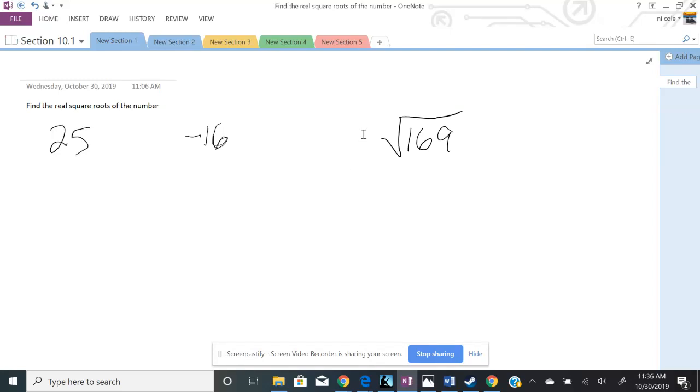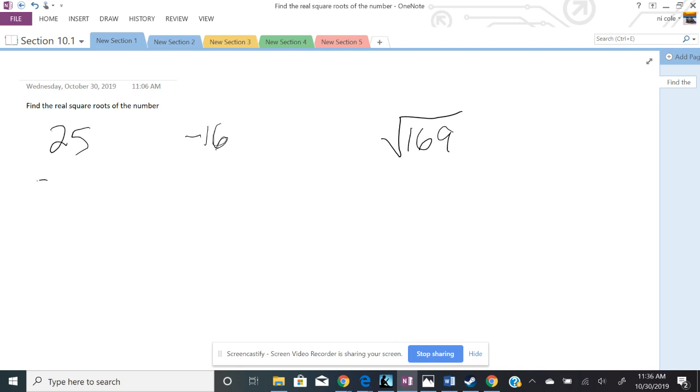Right, welcome to section 10.1. Within this section, we're going to be dealing a lot with square roots. At the beginning, you're going to find it's going to state something like, find the real square roots of the number. Okay, so what times what makes 25?